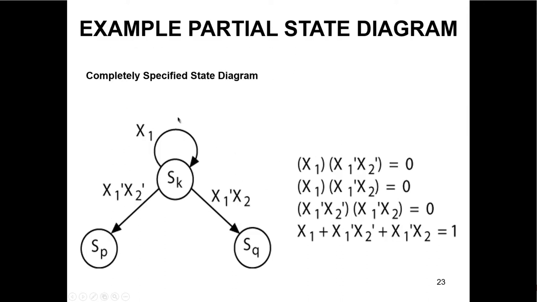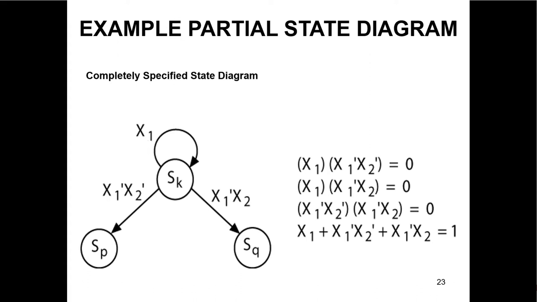All right, so here's a completely specified diagram. If you're in SK and you get the input X1 is true, you stay here. If X1 is false and X2 is false, you go here. If X1 is false and X2 is true, you stay here. So if X1 is true, regardless of what X2 is, you're going to stay in this case here. So to completely specify it, what we're saying is that X2 doesn't matter if X1 is true.